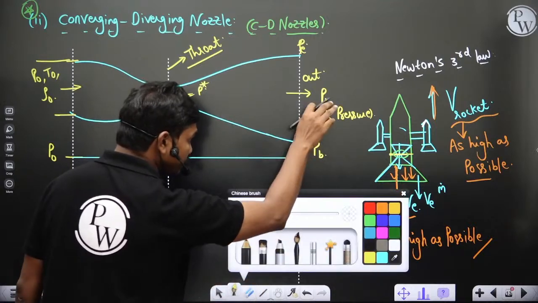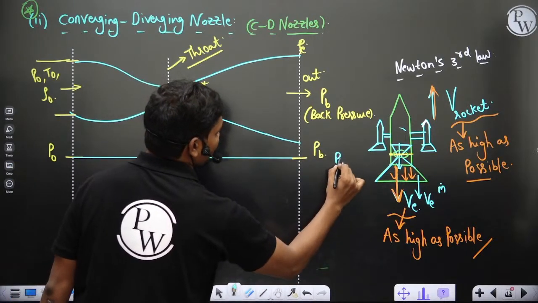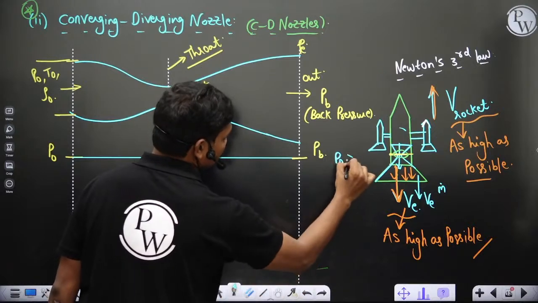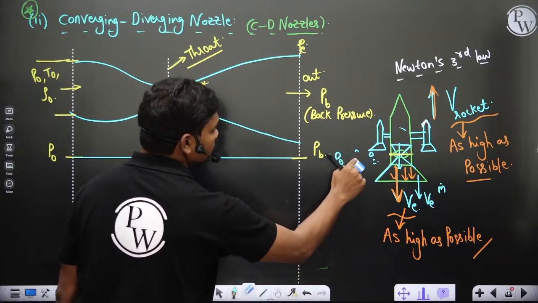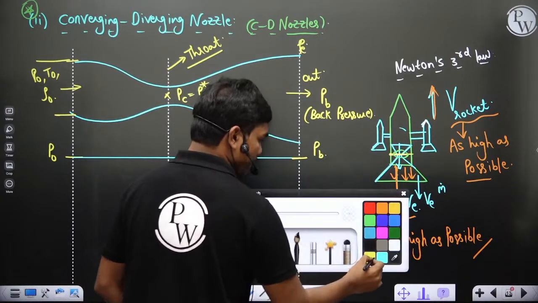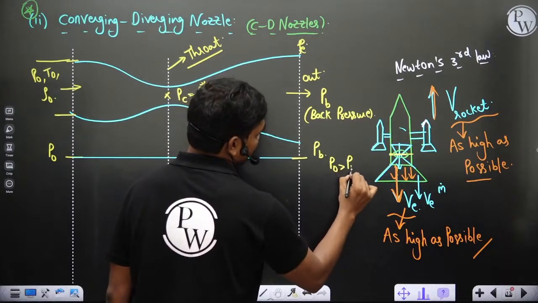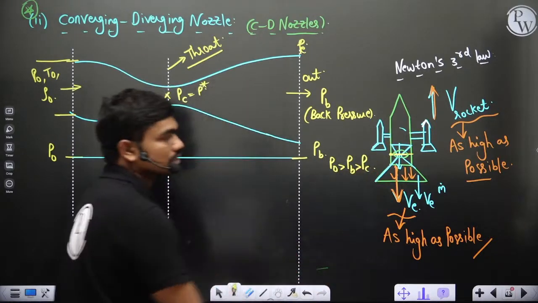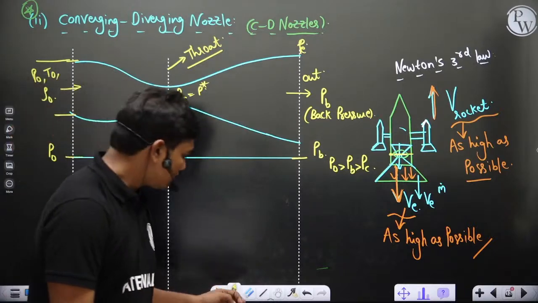But if you slightly reduce PB below this P0, for this case of P0 greater than PB greater than PC, just a minute guys, P0 greater than PB greater than PC, if you have this condition where PC is this condition, yeah, it's okay Nitin, just follow along.